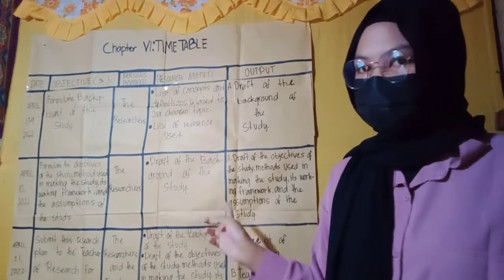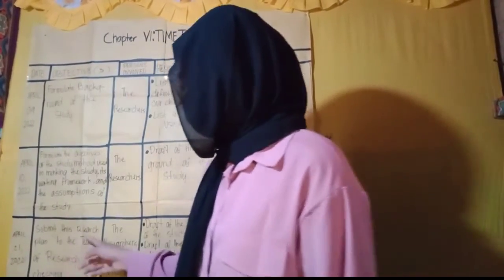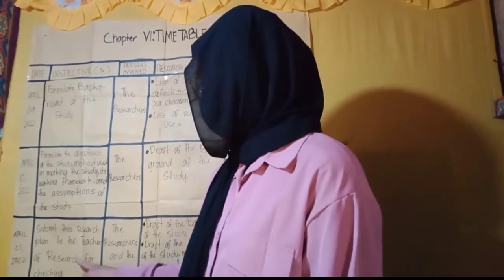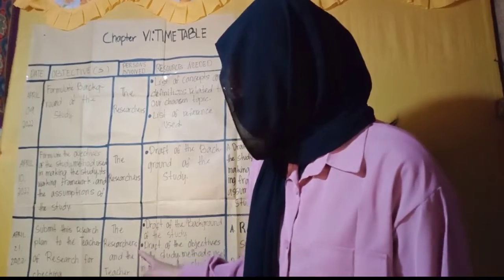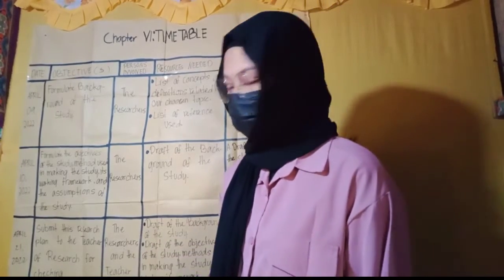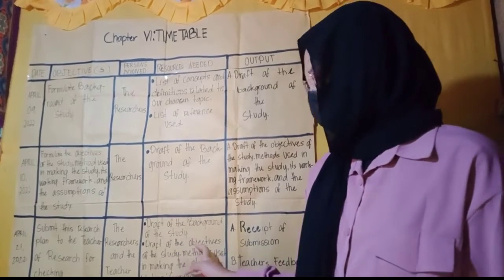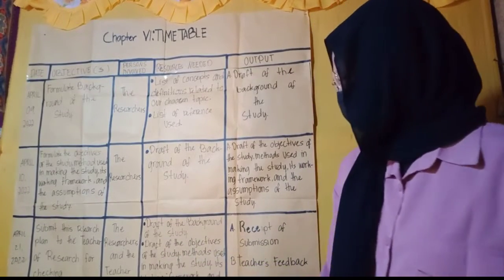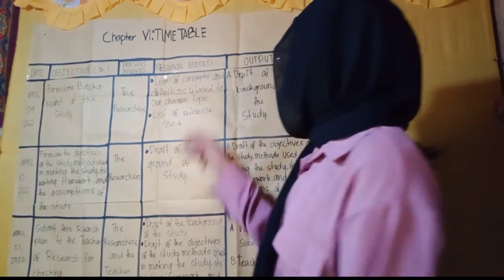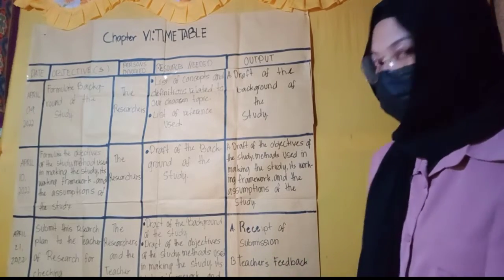On April 21, 2022, objective: we submit this research plan to the teacher of research for checking. The persons involved are the researchers and the teacher of the researchers. Resources needed are the draft of the background of the study, draft of the objectives of the study, methods used in making the study, its working framework, and the assumptions of the study. Then the output are receipt of submission and the teacher's feedback.